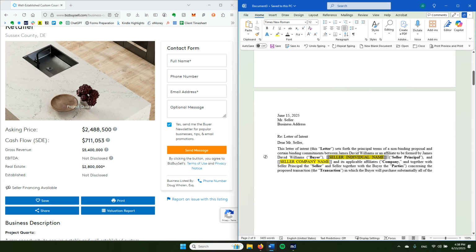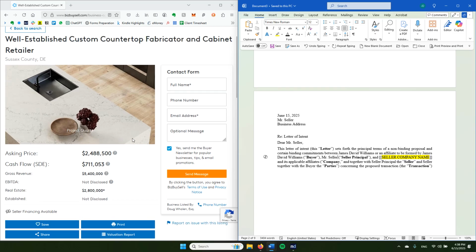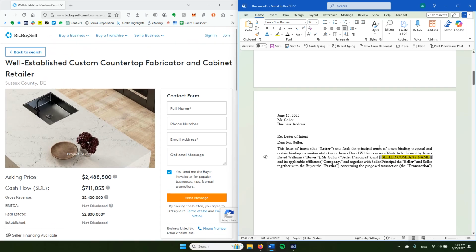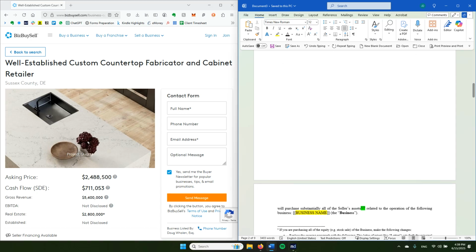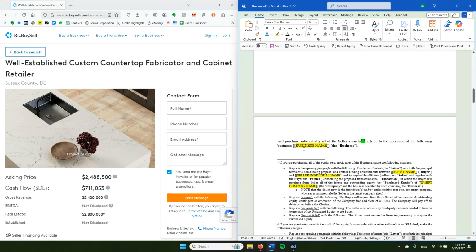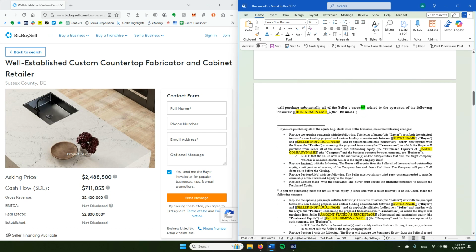Okay, so seller individual name, so Mr. Seller, and seller company name, which we don't have yet because we haven't signed the NDA, so I don't actually know. And company name, you just fill that in exactly as it's presented to you. It looks wonky, the formatting, because of all the footnotes, but I promise it'll go away. So just business name again, the same thing.